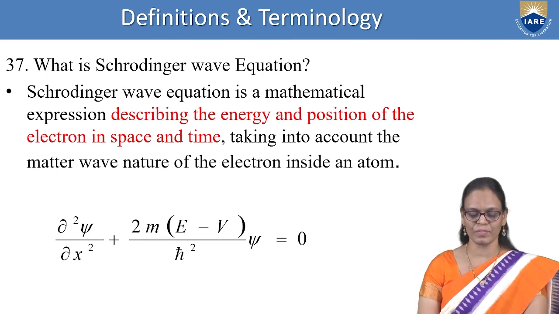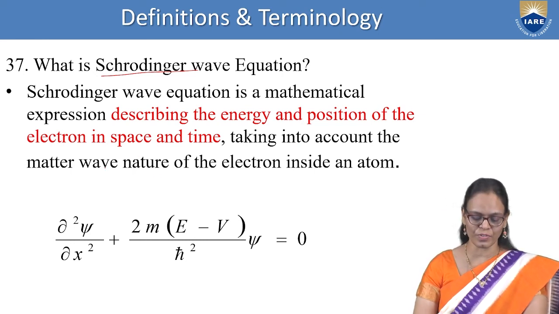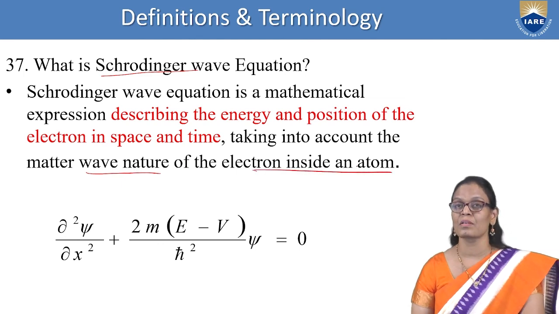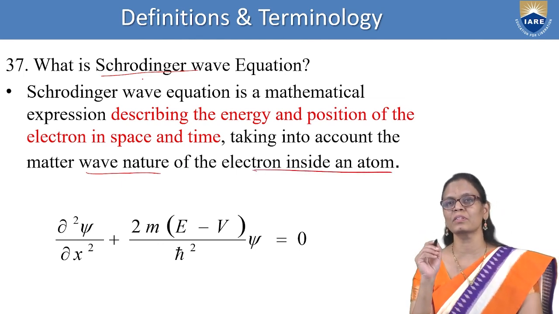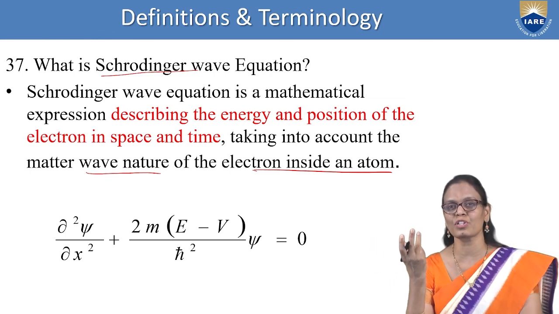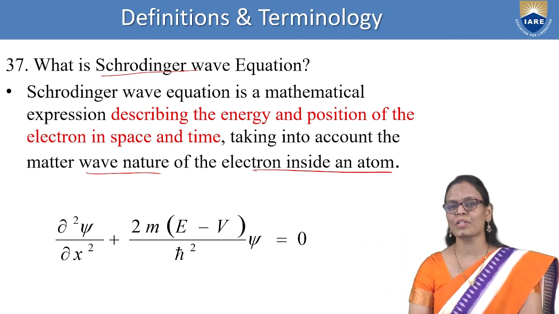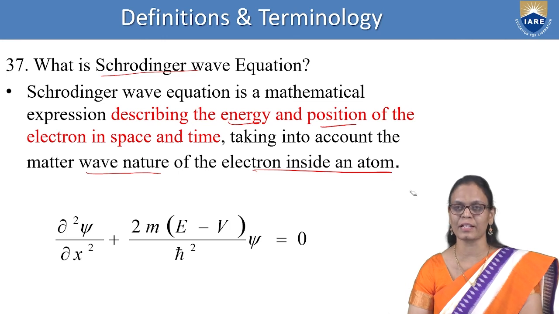Next, what is the Schrodinger wave equation? It is a mathematical expression which describes the energy and position of the electron in space and time, taking into account the wave nature of the electron inside the atom. When we are talking about the dual nature, that particles also exhibit wave nature, then we need an equation to express its energy and position. So the Schrodinger wave equation describes the energy and position of the particle, that is the electron here, in space and time.